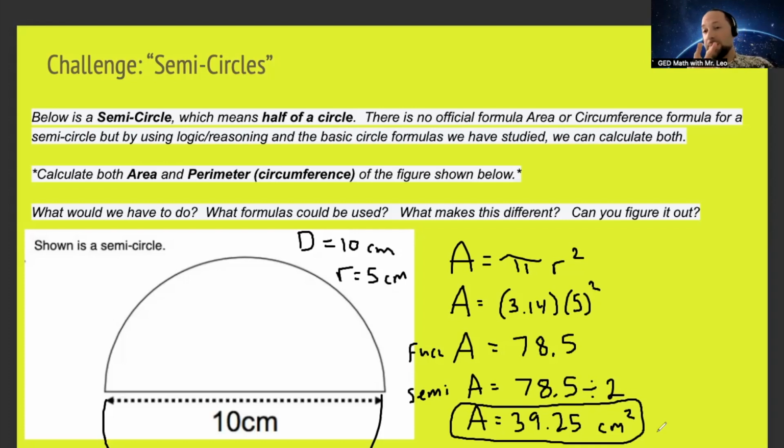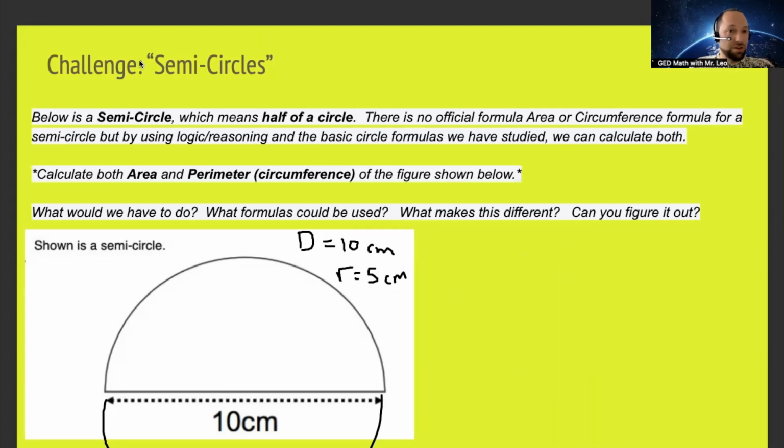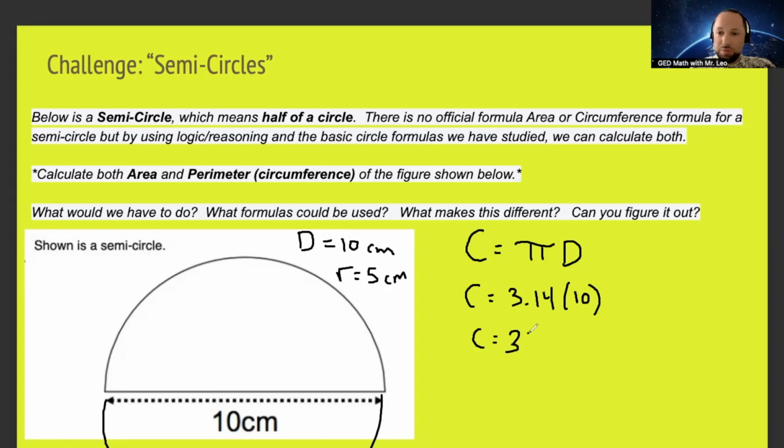Okay, now let's do the same thing, but we'll find the outside of the shape, the distance around the shape, the perimeter. I'm going to clear my screen. The distance around a circle is the circumference. So we're going to base this on the circumference formula. I'm going to use my favorite, the revised version, C equals pi times diameter. Let's plug in what we know. C equals 3.14 times the diameter D, which is 10 in this case. Do a little math on that. We're going to get circumference equals 31.4.